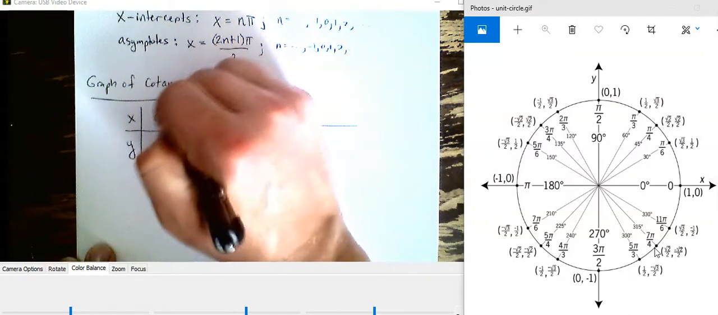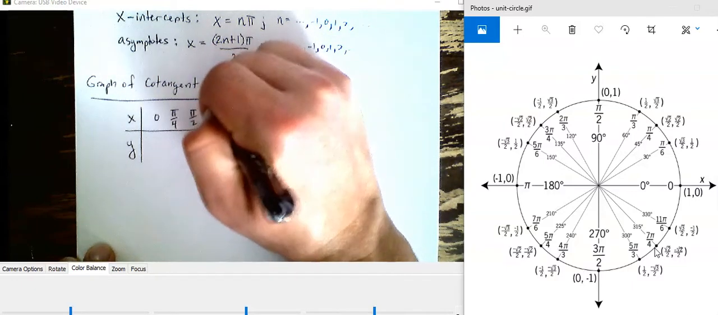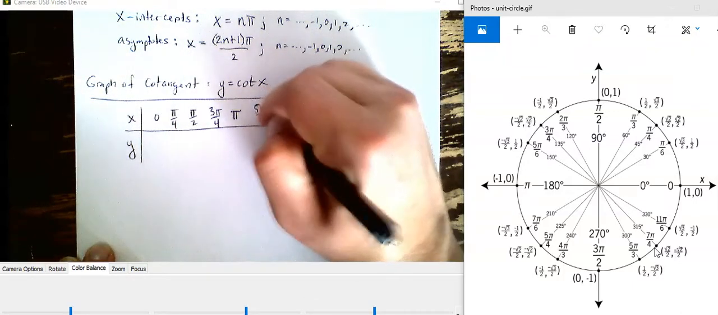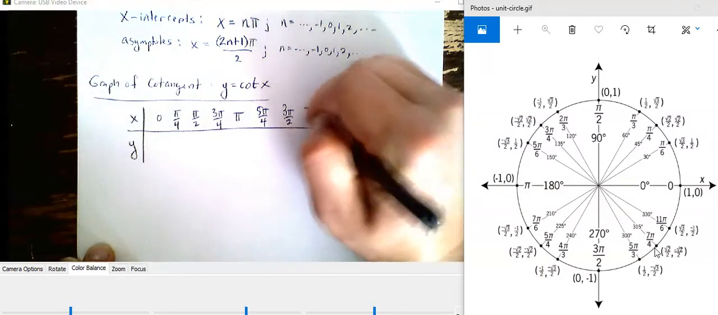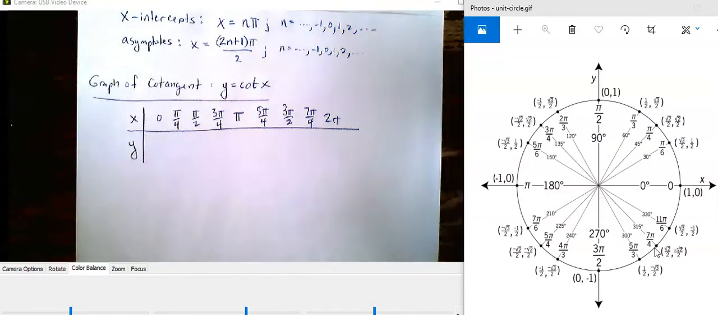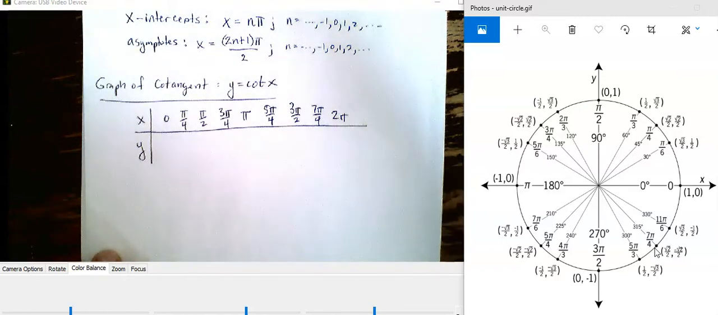0, pi over 4, pi over 2, 3 pi over 4, pi, 5 pi over 4, 3 pi over 2, 7 pi over 4, and 2 pi. These are just the values from the tangent table that we made previously. Okay. Now what we're going to do is just take reciprocals of the values of y, because we know that tangent and cotangent are reciprocals of one another. So all we need to do is just flip over the numbers and see what we get, right?